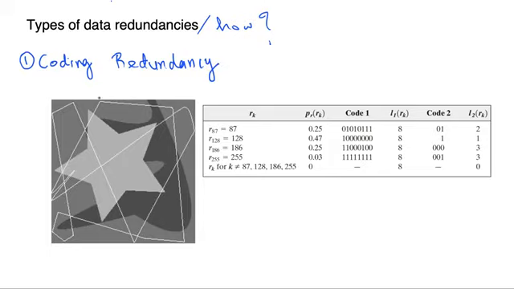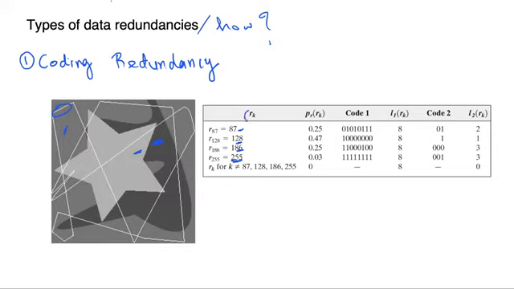In order to explain the coding redundancy, I have taken an image and its histogram values. If you look at this image, it has only 4 different intensity values. I have these lines with an intensity of 255, and this star with an intensity of 186. Then I have the major background, the gray shade with an intensity of 128. Then there is a dark region with an intensity of 87. So this image consists of only these 4 intensity values, and no other intensity values are present in this image.